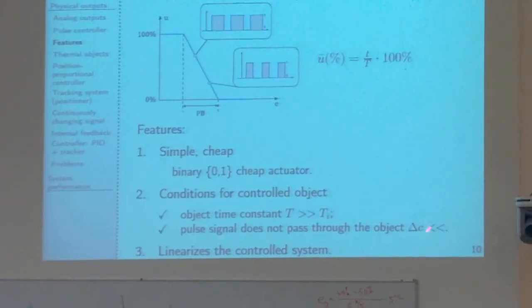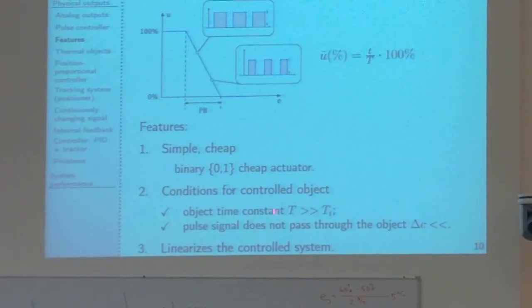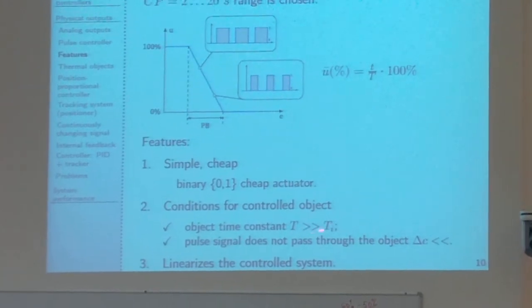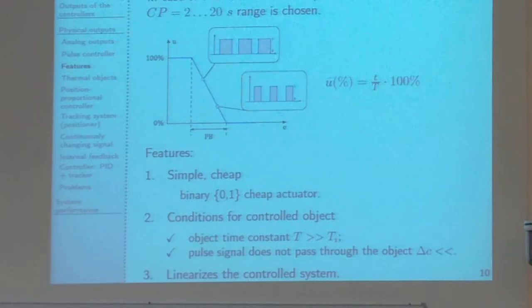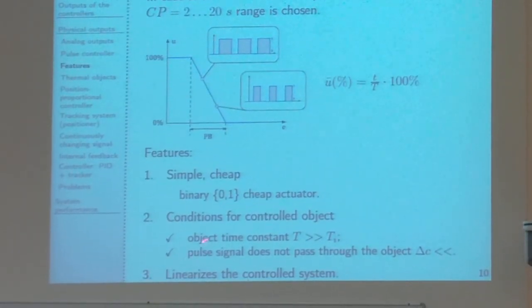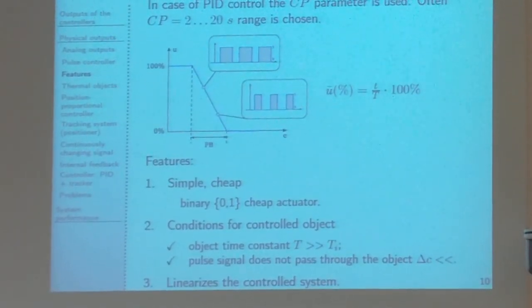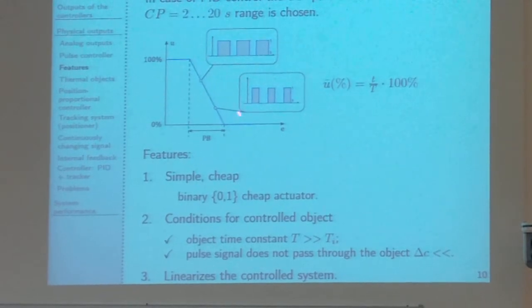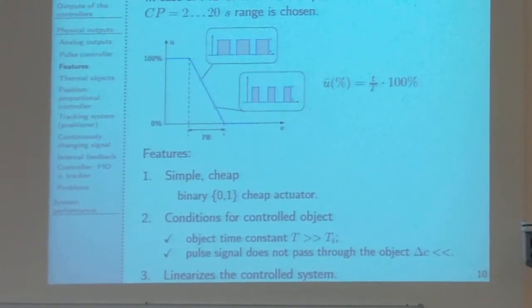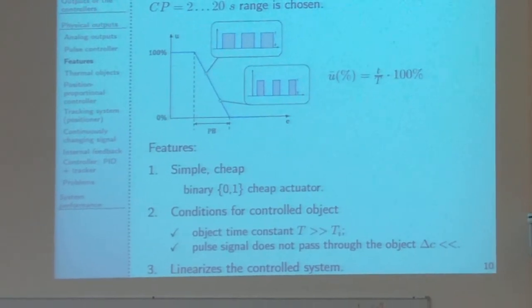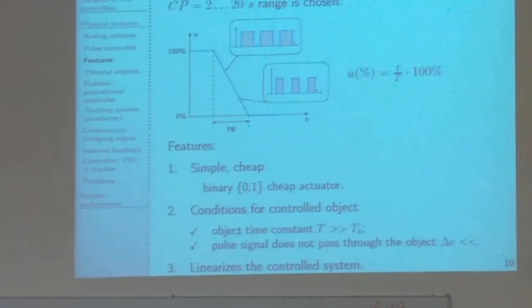And if the time constant is much larger than the observing period, in that case the pulse signal doesn't pass through the object, and we will have such a beautiful picture. So our control will be just pure P control with a good line. Our line will be straight, not oscillating.